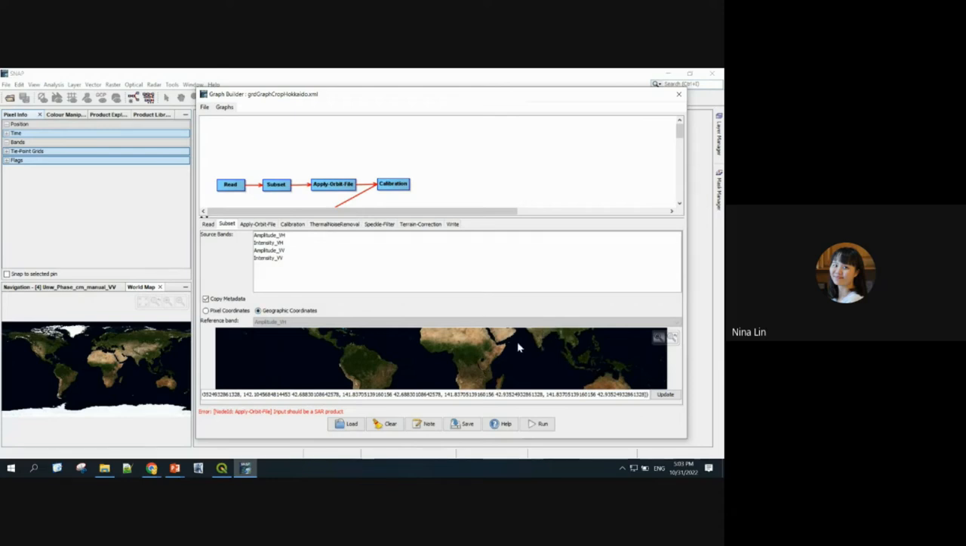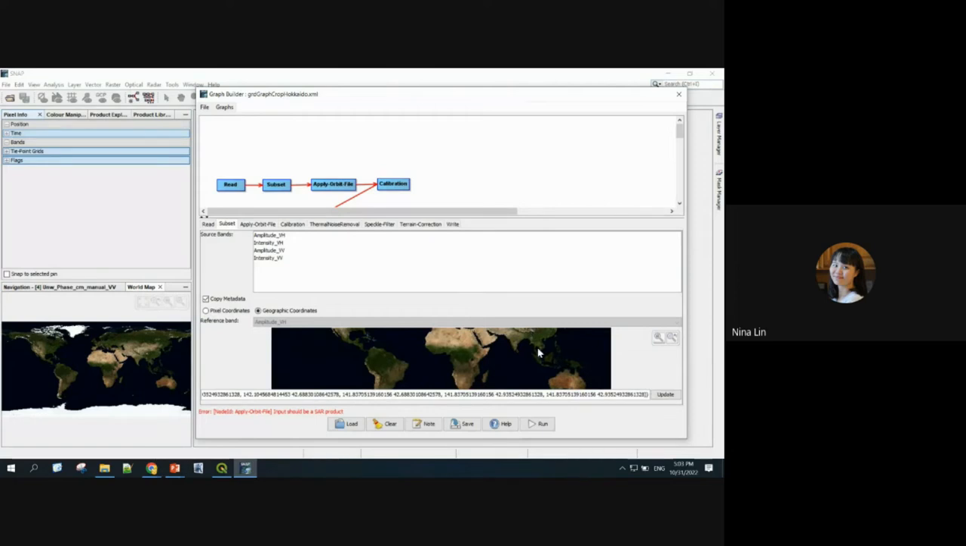My right mouse key is not moving properly. This is very annoying. Yeah, this can happen.